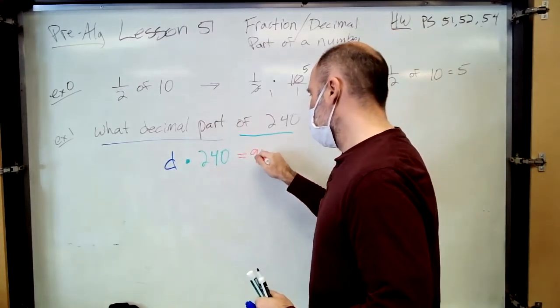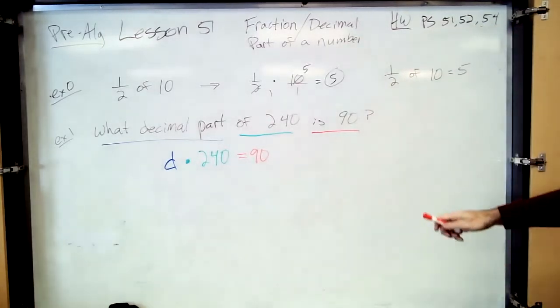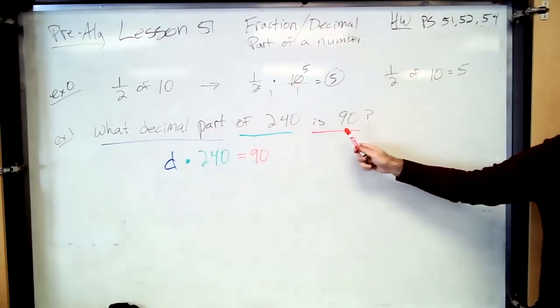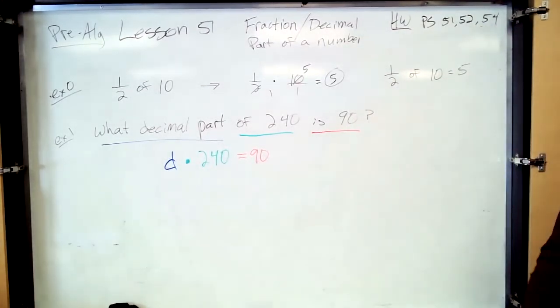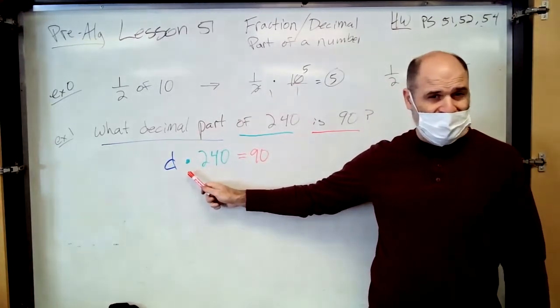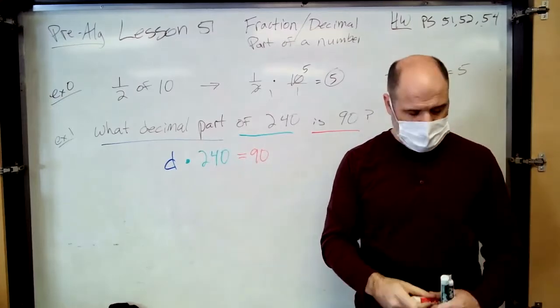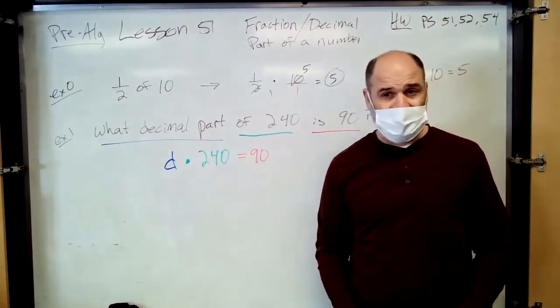Now, this is the easy math I was talking about. Some of you are trying, okay, do I multiply? Do I divide? You don't have to worry about that because this tells you exactly what you need to do. How do you get D by itself? What do you have to get rid of? 240. How do you get rid of 240? Divide by 240, because it's being multiplied, right?